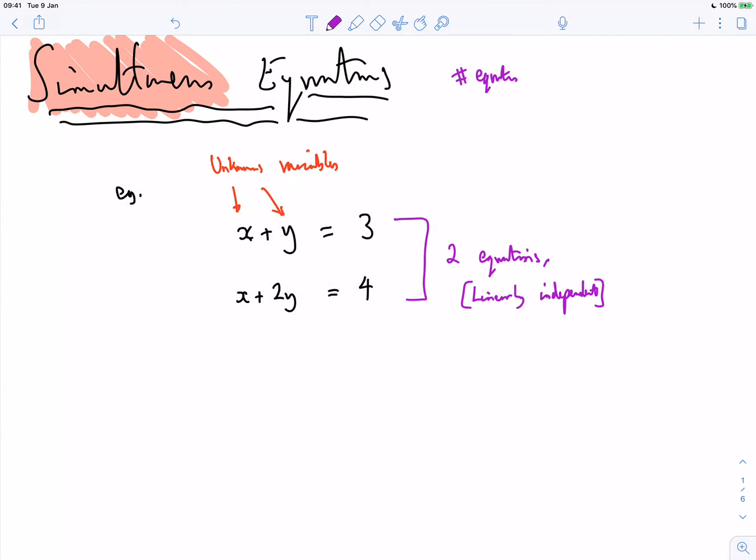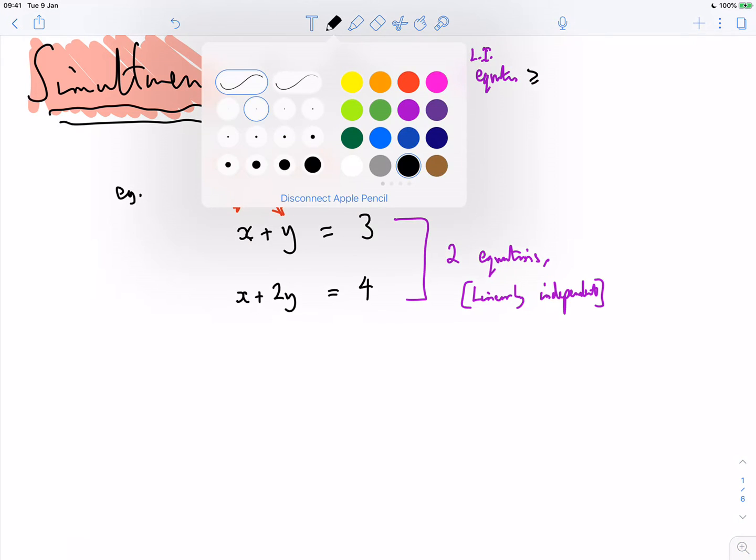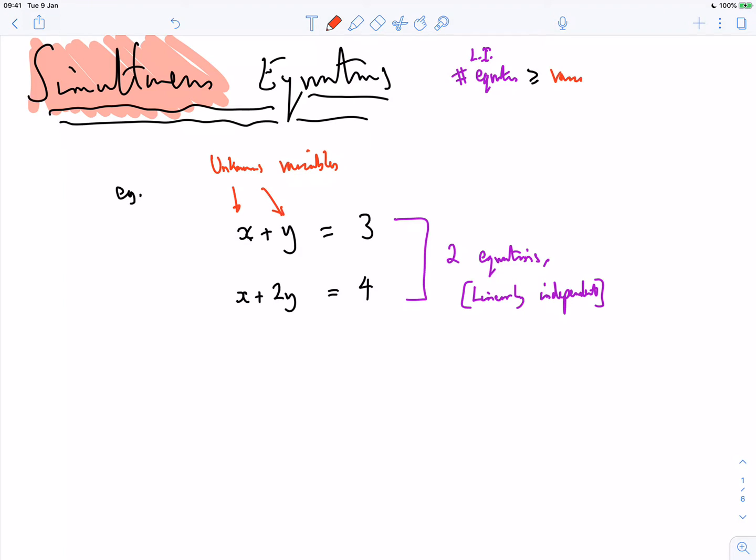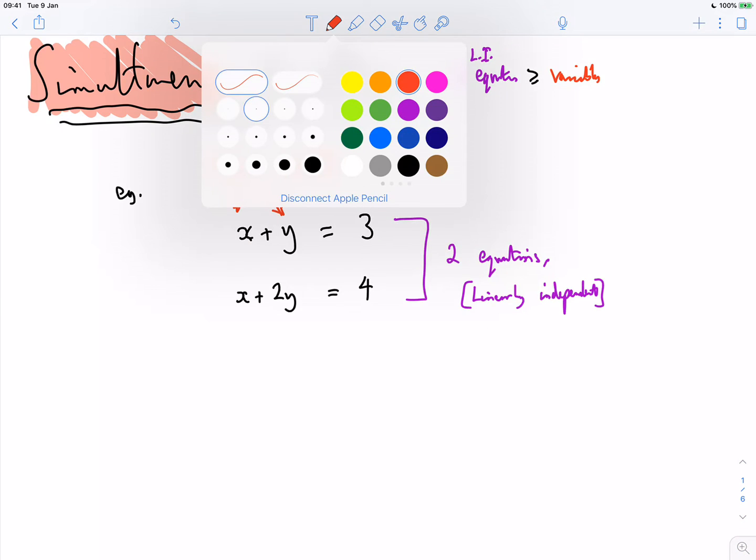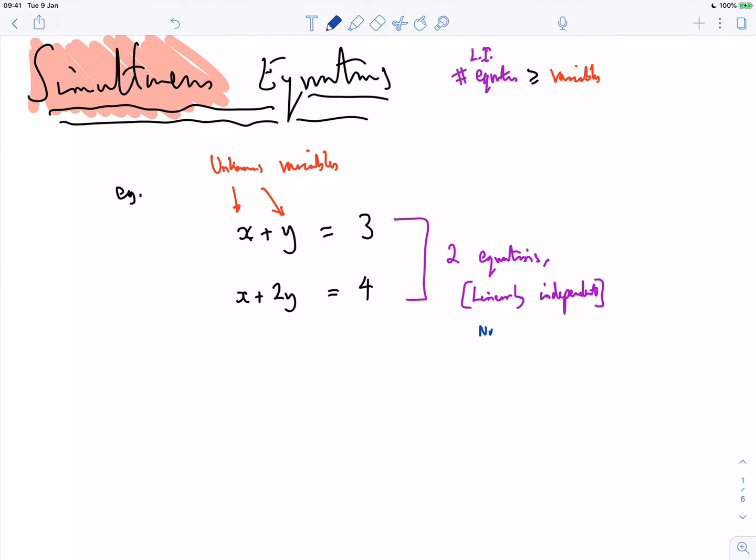A key concept in linear algebra is that, let's just put LI for linear independent, the number of linearly independent equations needs to be greater than or equal to the number of variables in order for this to be solved or have a chance to be solved for. So what do I mean by that? Well, at the moment I've got two unknown variables, x and y, and I've got two equations here that are linearly independent. And by the way, what I mean by linearly independent is where one is not a multiple of the other.